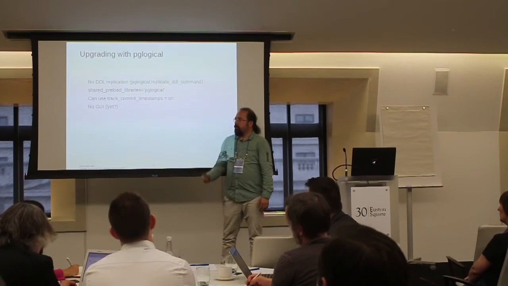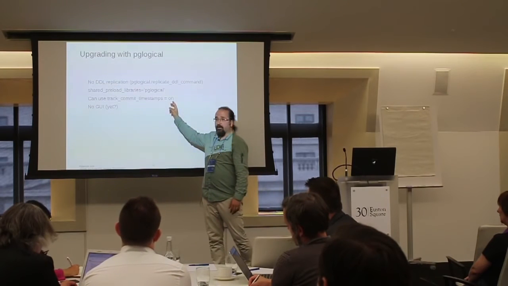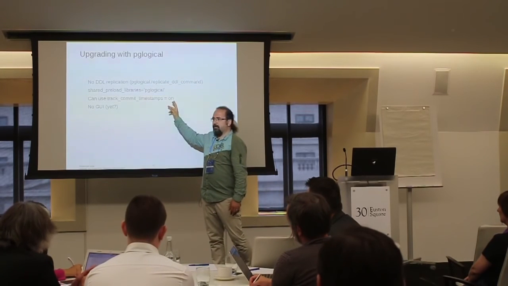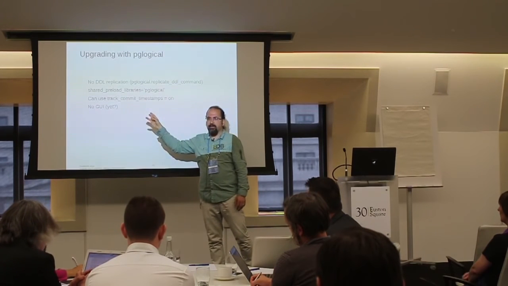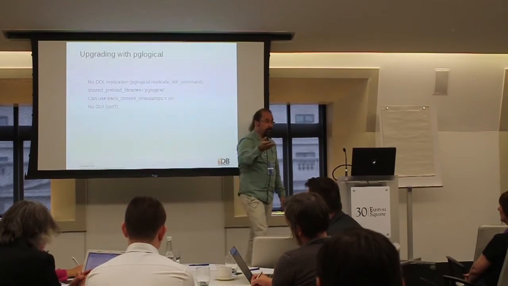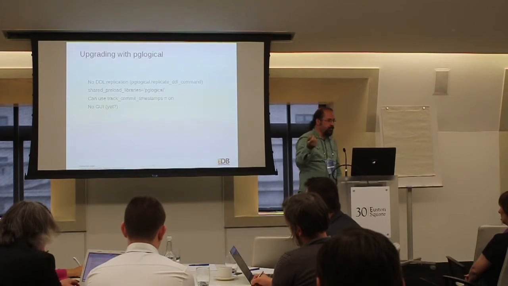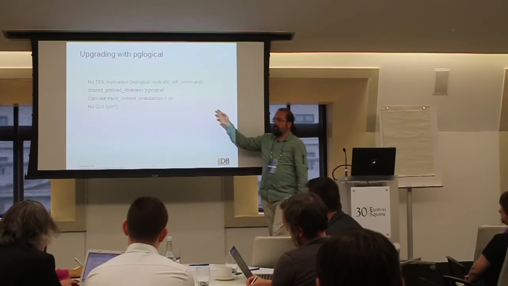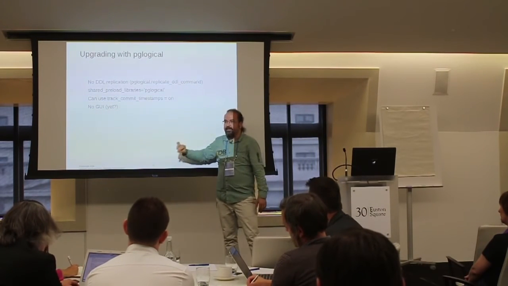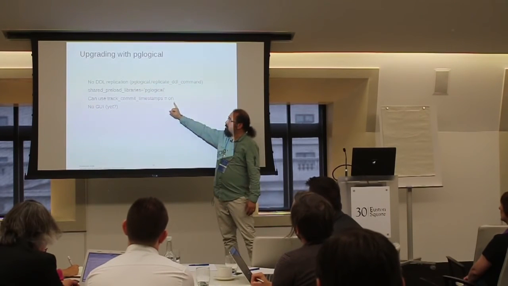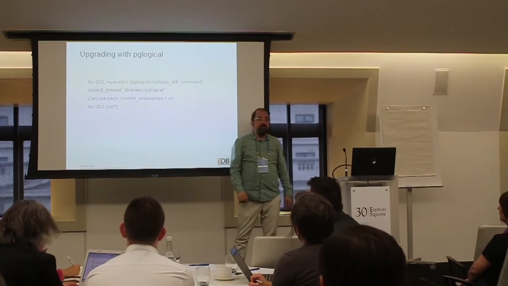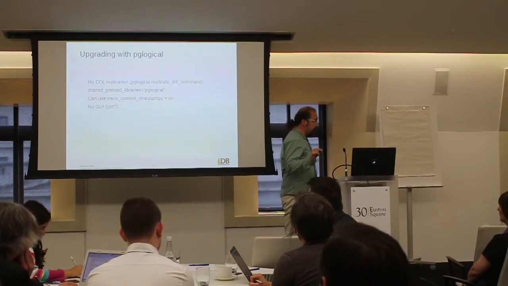I think there are RPMs and Debian packages out there on the internet, or you can compile it yourself from the source code. So it should be easy to install. But again, this is an extension to Postgres right now. It can use track commit timestamps set to on, and there is no graphical user interface yet.